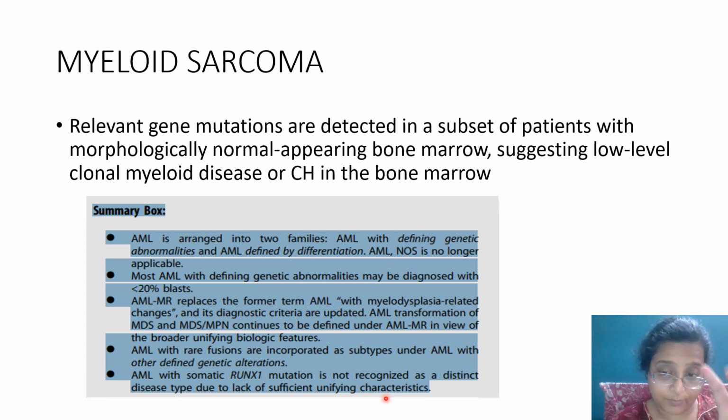That is, if it is NPM1, it's good. If it is CEBPA, it's good. If it is FLT3, it's bad. No such prognostic difference has been seen with RUNX1 in the new classification, so it is just AML with one mutation. Prognosis is the same as any other AML.